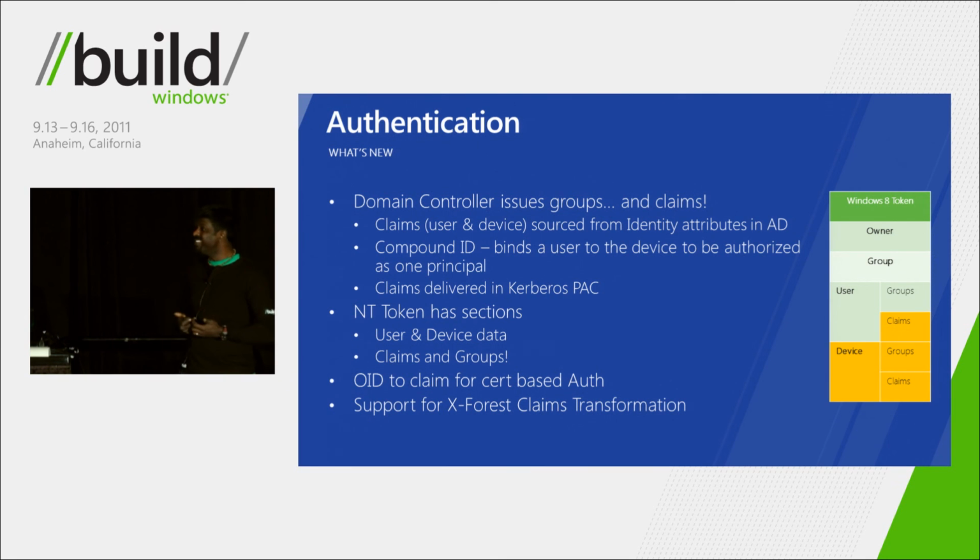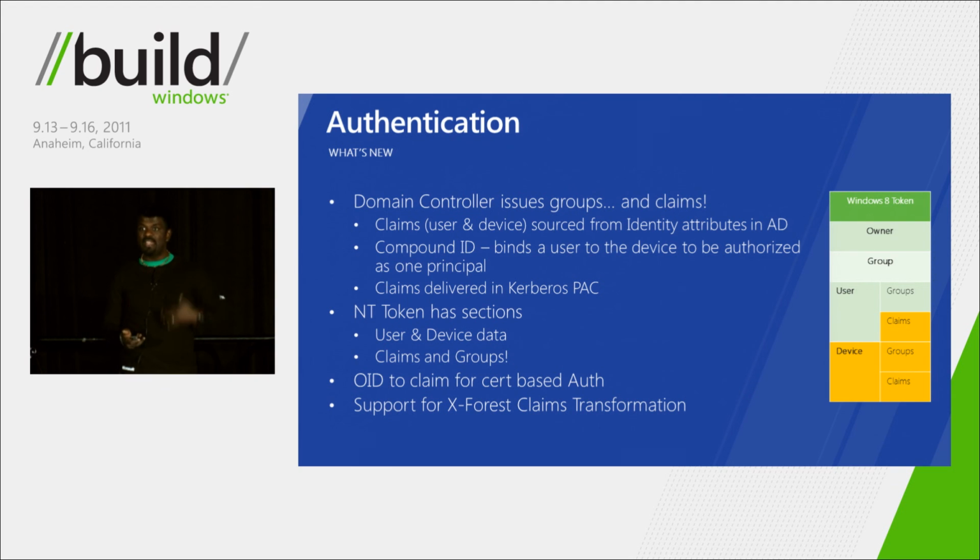Today, this only contains some basic user information. It contains what's known as a primary SID, and it contains your group information, the security groups that you're a member of, and that's pretty much it. What we've done with Windows 8 is that not only do you have this, we've now enabled it such that you can send out user claims as well as device claims, and the groups as well as device groups, all in that ticket so that it can play a part in authorization downstream.